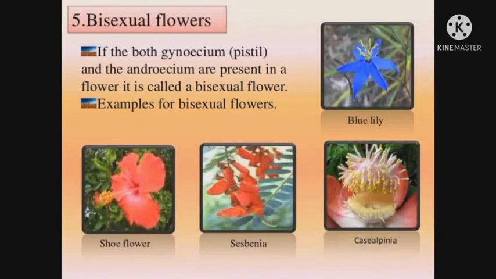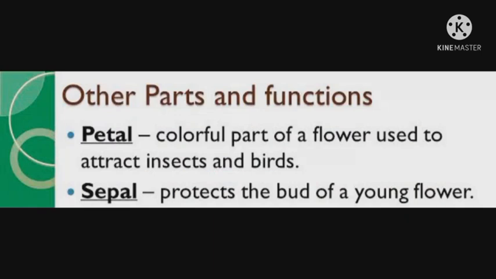If both the gynoecium or pistil and the androecium or stamen are present in a flower, it is called a bisexual flower. Examples of bisexual flowers are blue lily, shoe flower, sesbania, caesalpinia, hibiscus and mustard. Petals are the colorful parts of a flower used to attract insects and birds. Sepal protects the bud of a young flower.